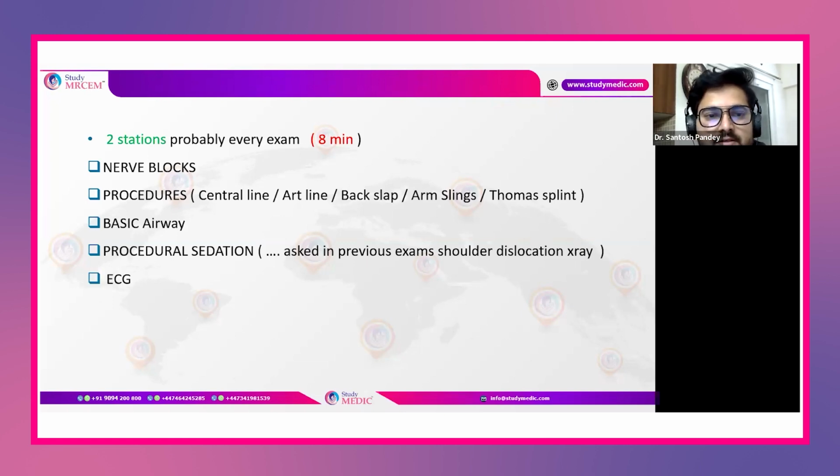Then it can be teaching ECG to your junior, teaching arterial blood gas analysis to your junior, or a teaching station for fundoscopy or otoscopy. So these were the routine things that have been asked in previous exams. Now, whatever station you get, there is a uniform format for how to perform once you go inside the room. This is fixed. You have to follow the same format; only the procedure will be different, but the format you follow will be the same.